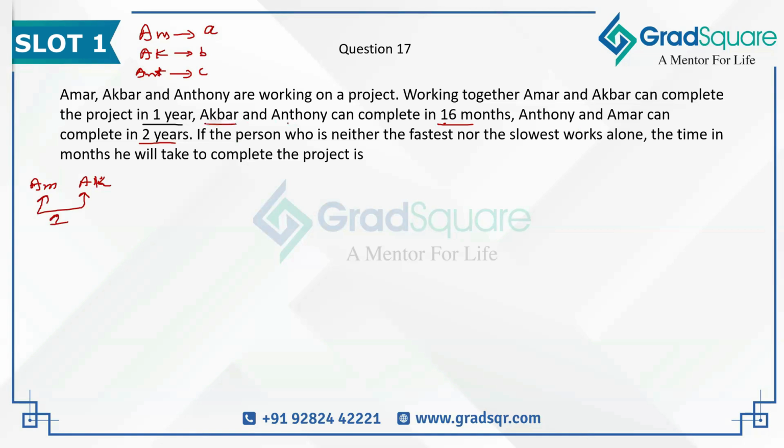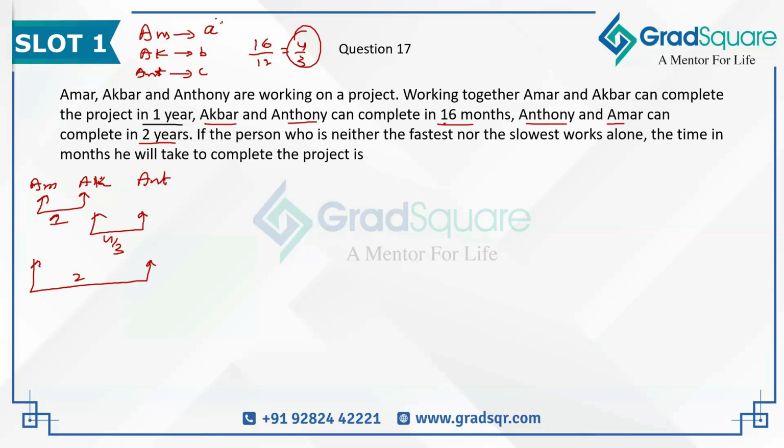Same way, Akbar and Anthony can complete it in 16 months. If you convert 16 months into years, it turns out to be 4 by 3 of a year. So Akbar and Anthony finish the job in 4 by 3 of a year. Similarly, Anthony and Amar take 2 years to finish the job, right?